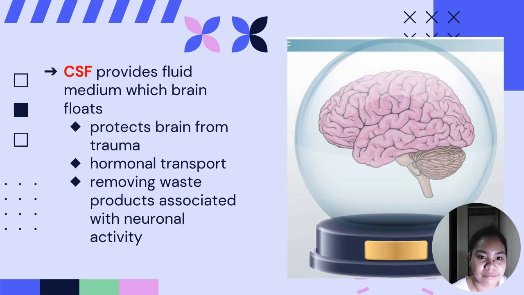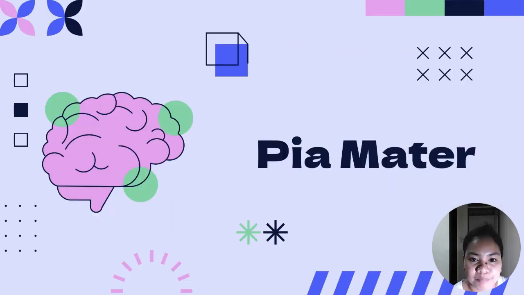The CSF provides a fluid medium in which the brain floats. In this picture, as you can see, it is something like an analogy of the brain and the CSF. It protects the brain from trauma, serves as hormonal transport, and removes waste products associated with neuronal activity. And that's it for the dura mater and arachnoid mater.